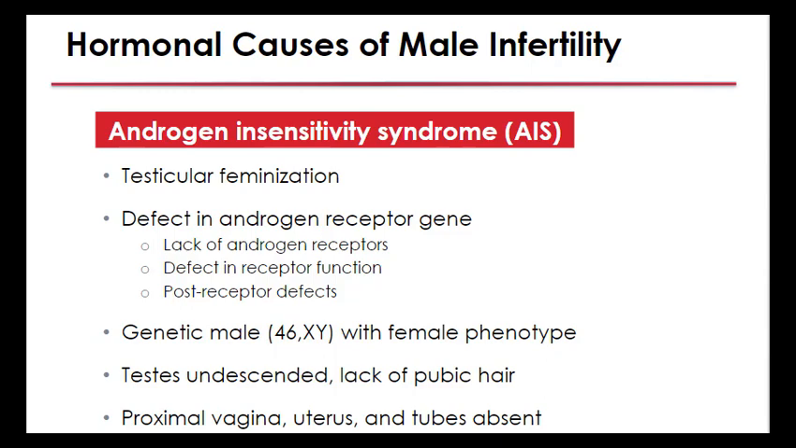Androgen insensitivity syndrome, or AIS, was formerly known as testicular feminization. In this condition, there is a defect in the androgen receptor gene, which results in lack of androgen receptors, a defect in receptor function, or post-receptor defects. Individuals with androgen insensitivity syndrome are genetic males, 46XY, but have a female phenotype. Testes are undescended, there's a lack of pubic hair, and the proximal vagina, uterus, and tubes are absent. The condition affects 2 to 5 per 100,000 people who are genetically male.